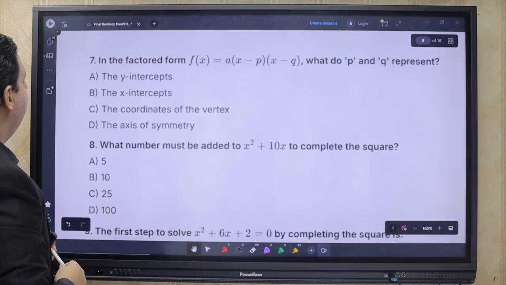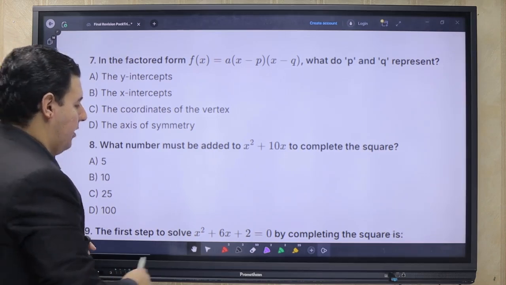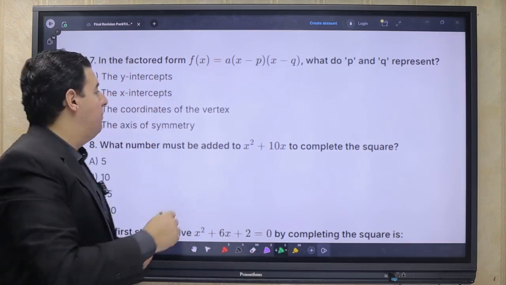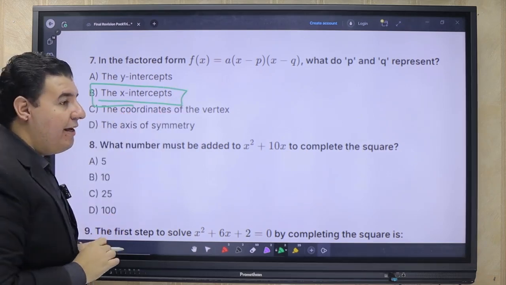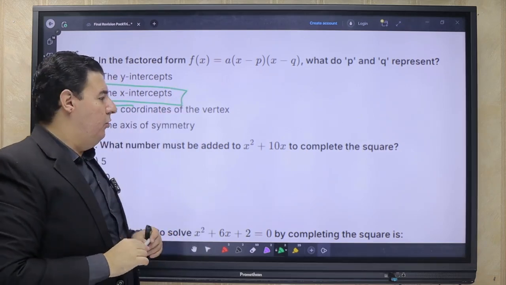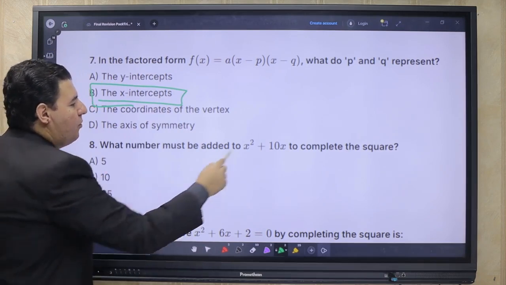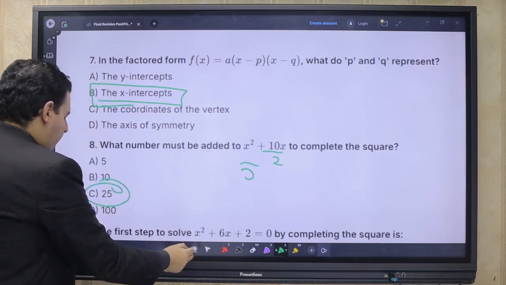7. In the factored form, f(x) equals a(x minus p)(x minus q), what do p and q represent? They represent the x-intercepts, not the y-intercept. 8. What number must be added to complete the square? b divided by 2 equals 5, 5 squared equals 25.